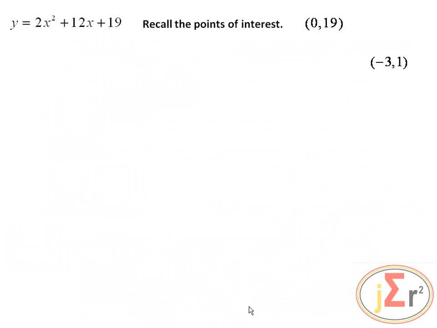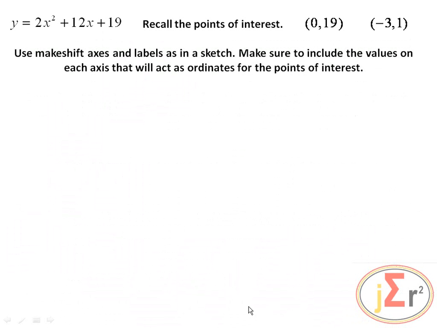So we are going to recall the points of interest. This time we have only 2 of them. Use makeshift axes and labels as in a sketch. Make sure to include the values on each axis that will act as ordinates for the points of interest. Therefore, the axis must accommodate 19 on the y-axis, negative 3 on the x-axis, and 1 on the y-axis. So there we have 19 on the y and 1 on the y, negative 3.